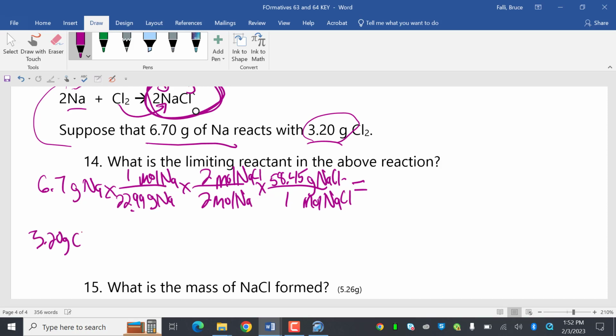3.20 grams of chlorine times dividing bar. I hate grams of chlorine. Remember, whatever unit you're given up here, you hate that unit and put it on the bottom.